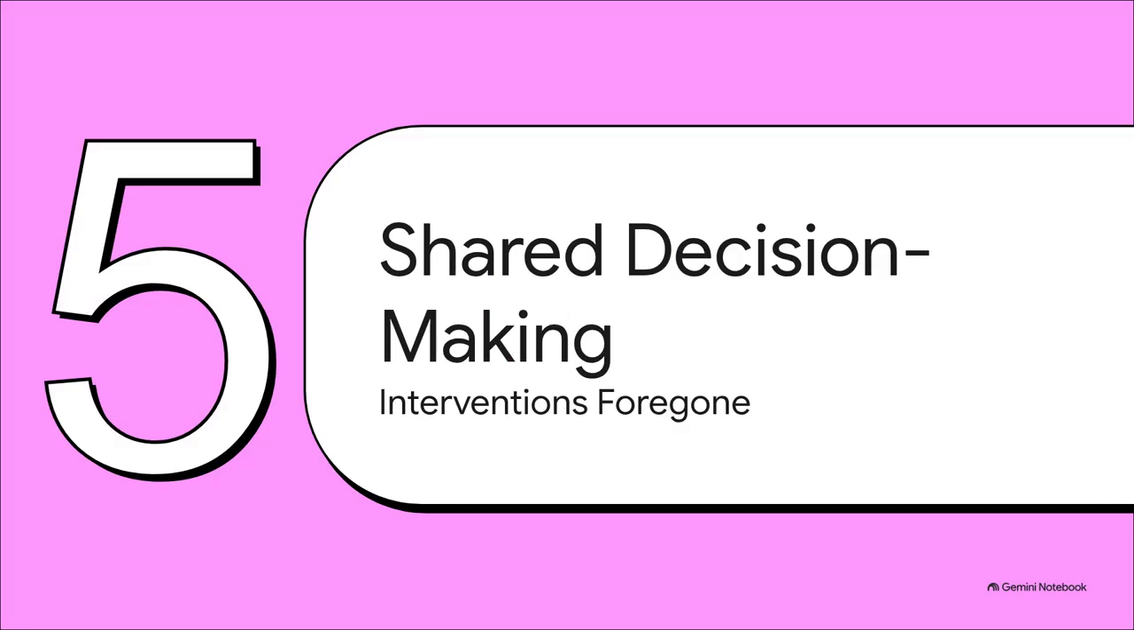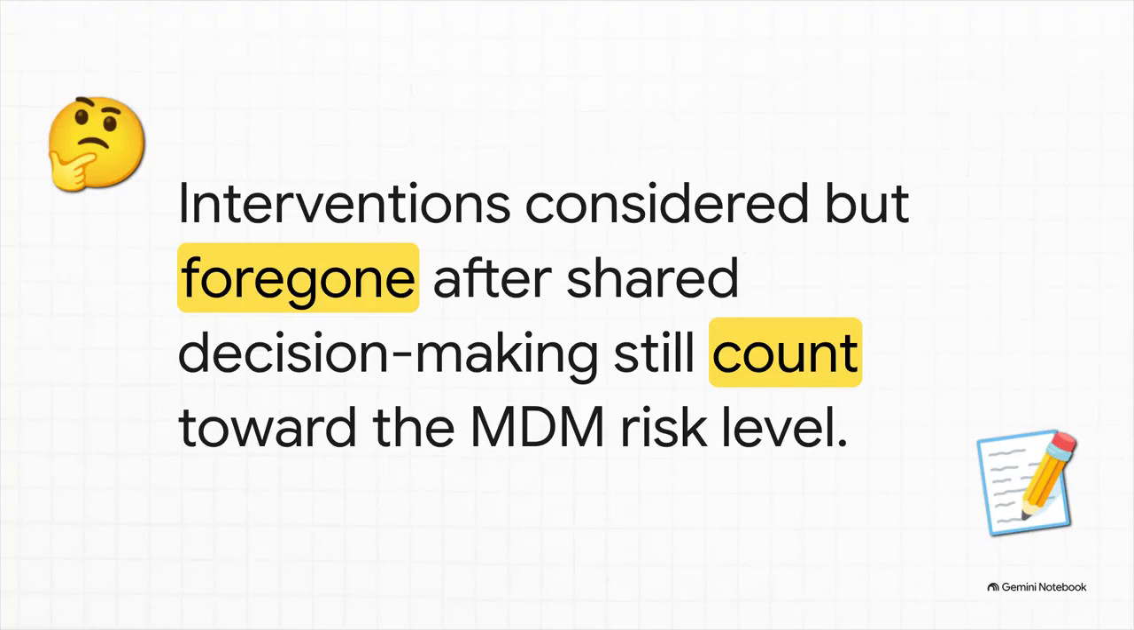Okay, Section 5, Shared Decision-Making Interventions. This is a really fascinating nuance. AMA guidelines actually allow providers to credit the risk of an intervention even if it doesn't happen. Let's say a provider evaluates a patient and says, you need emergency hospitalization or major surgery right now.